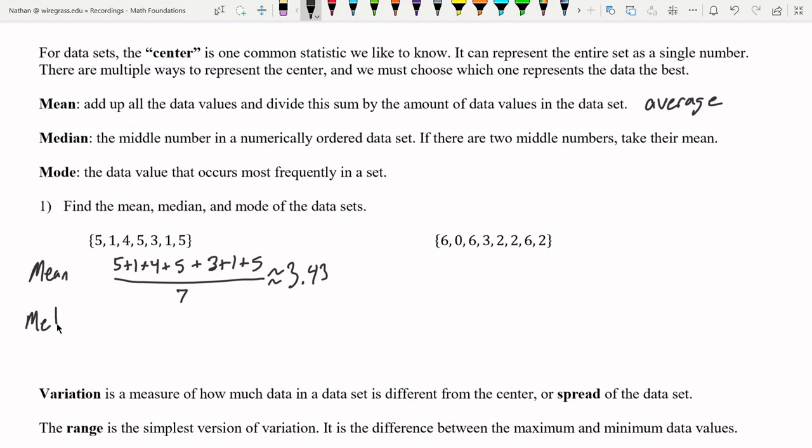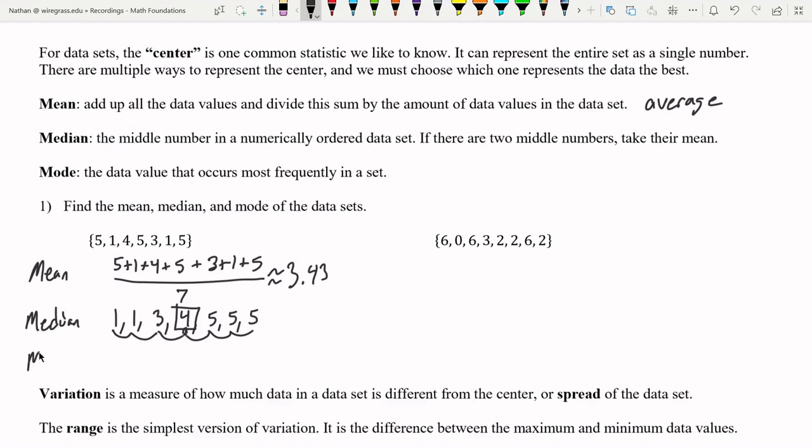The median is going to be the middle number. So I'm going to order this from lowest to highest. I'm going to do 1, 1, 3, 4, and then there's three 5s. I've got 1, 2, 3, 4, 5, 6, 7 numbers. And going from the end, 1, 2, 3, 4 is the median. It's the center number in that data set.